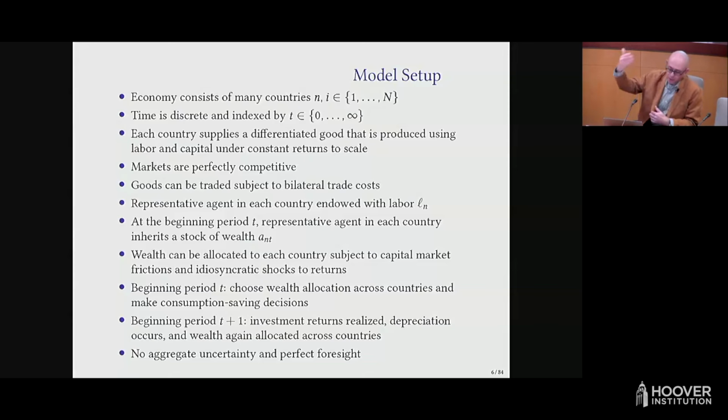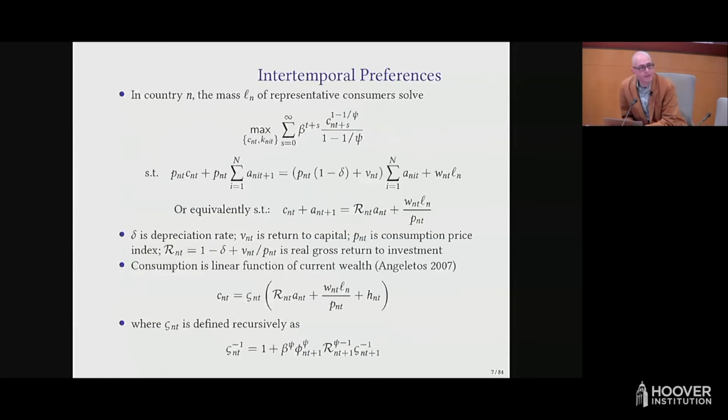And then at the end of period T, the investment returns will be realized, depreciation will occur, and then the whole process will start again. You'll allocate your wealth again, make your consumption saving decision again. And as I mentioned, no aggregate uncertainty, so you'll solve everything under perfect foresight. Okay, so let's go into some of the details.